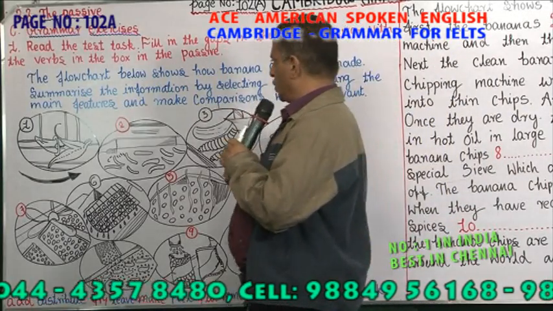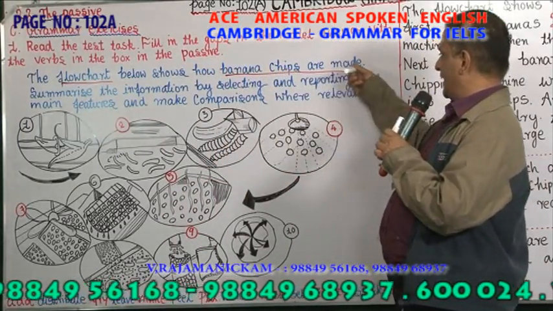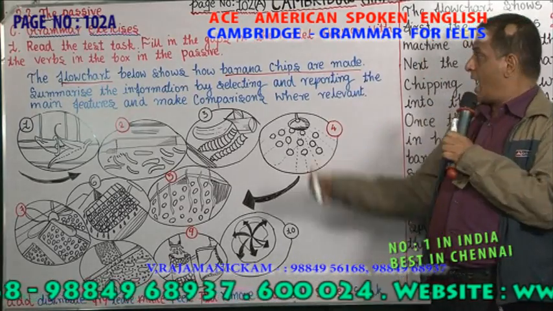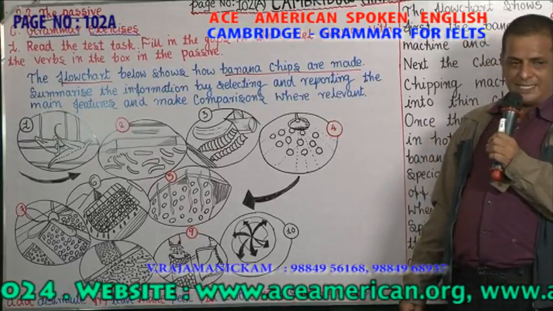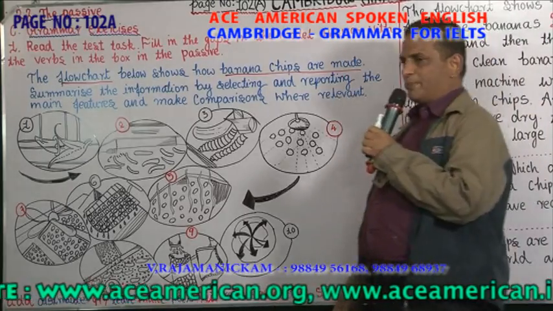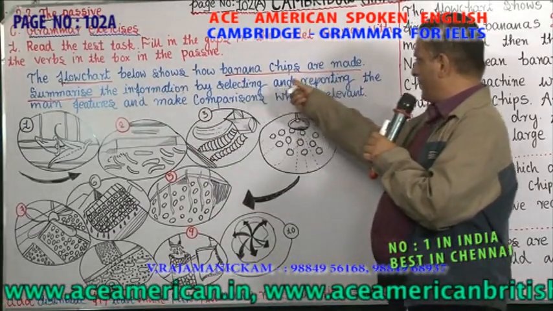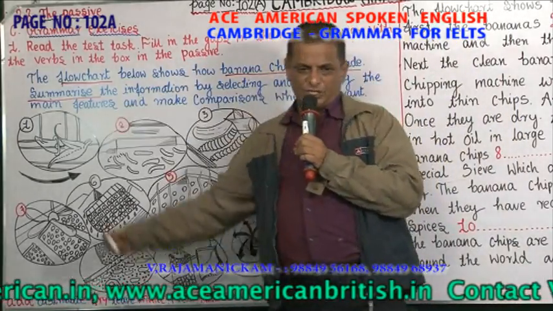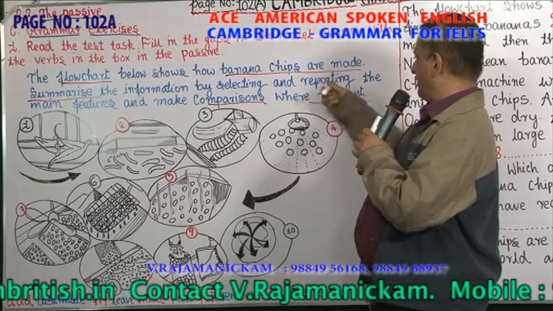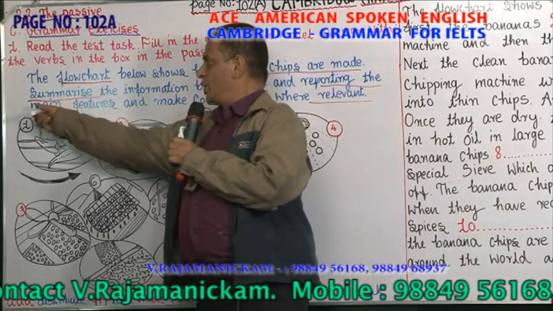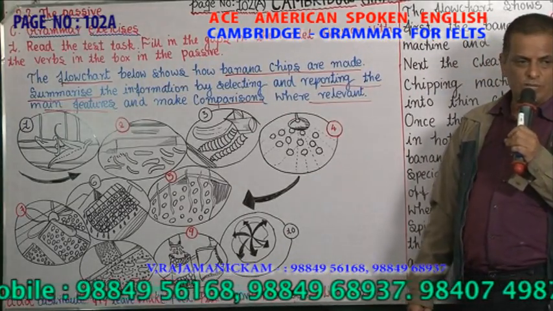So, the flow chart here. What does the flow chart say? The flow chart below shows how banana chips are made. How banana chips are made. Are made, even this is a passive, sir. Are made, right? Are is the auxiliary verb, made is the past participle. How banana chips are made. Summarize, you have to summarize, which means you have to write down the information by selecting and reporting the main features. What are the main features over there? And make comparisons where it is relevant. So your task is to report the main features and make comparisons wherever necessary.